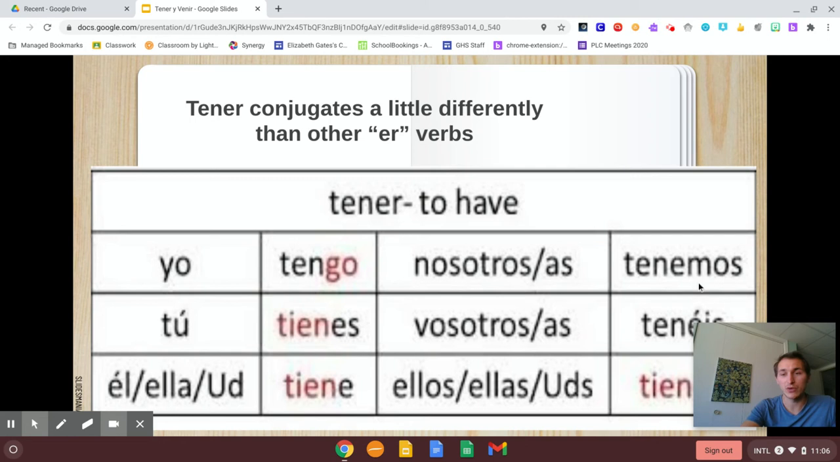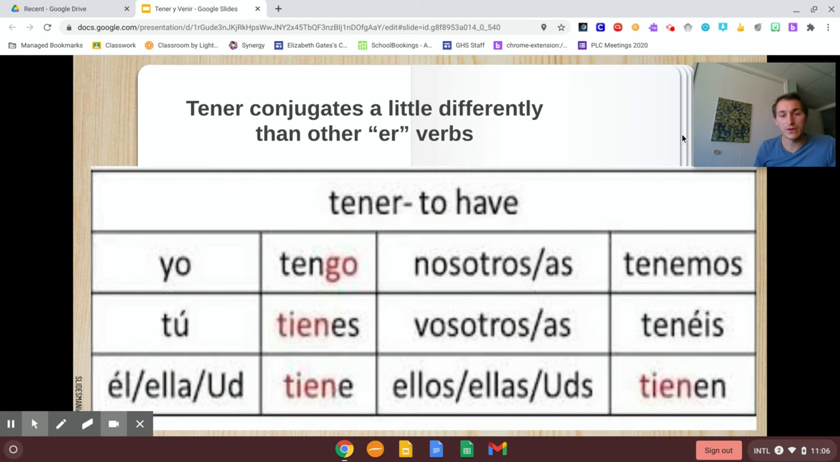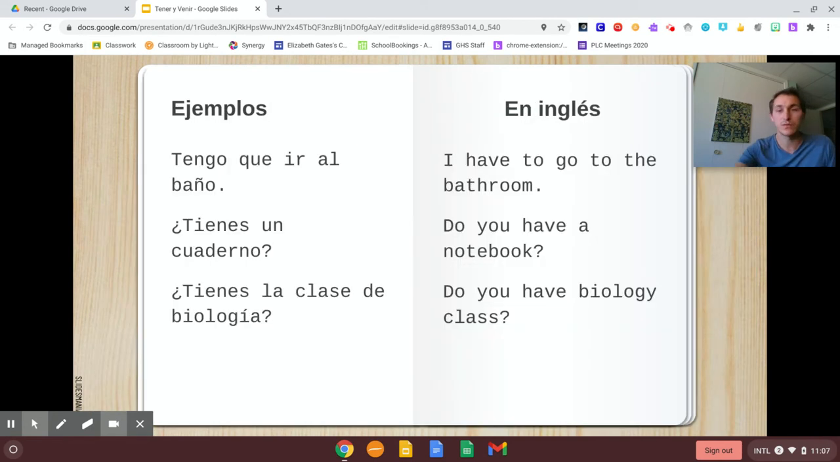Nosotros tenemos. Repite, tenemos. Vosotros or vosotras tenéis. Tenéis. Ellos, ellas, ustedes tienen. Tienen. Repite. Tienen. So let's move on.